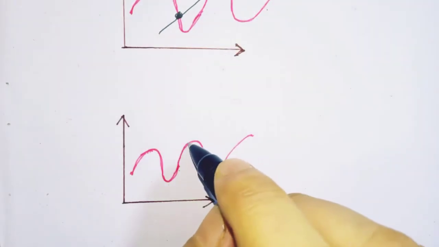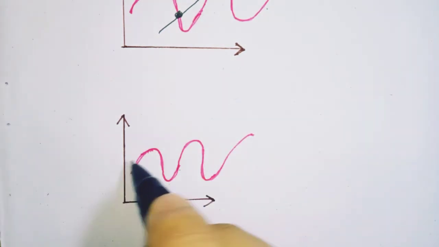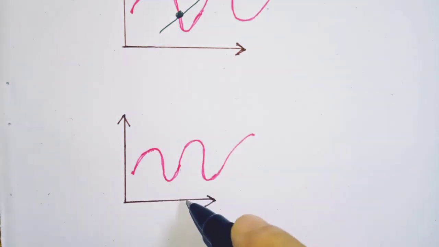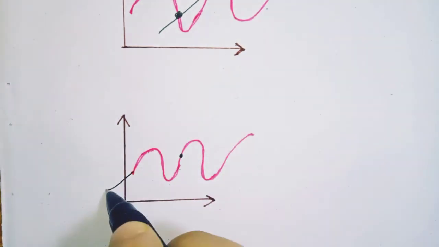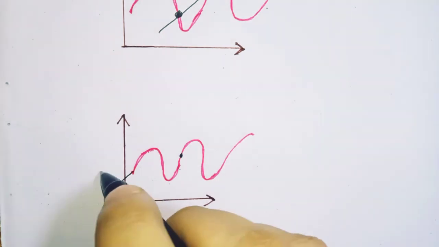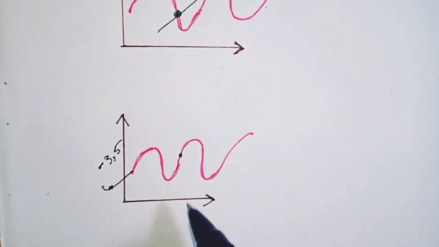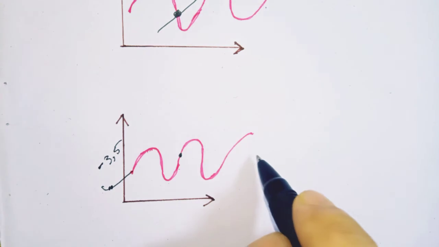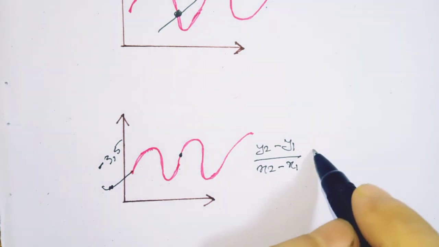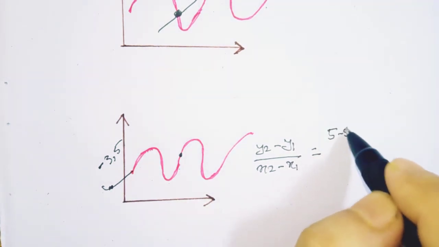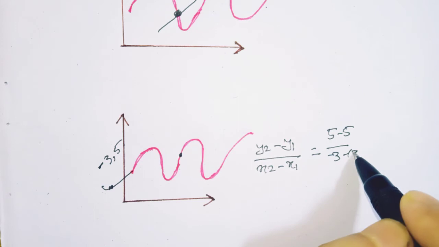If this particular case happens, say we take this graph, and say this is the axis, we take a value at this particular point, say as -3 and 5, and we just know that part. So if we plug into this formula, y2 minus y1 whole divided by x2 minus x1, what we get would be 5 minus 5, these two points, minus, say, -3 minus -3.